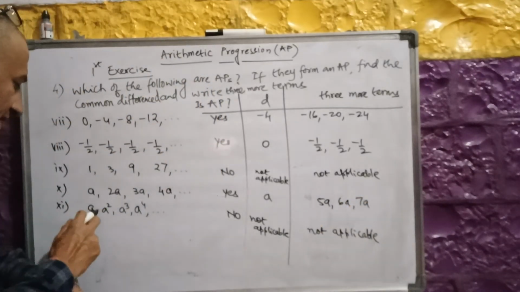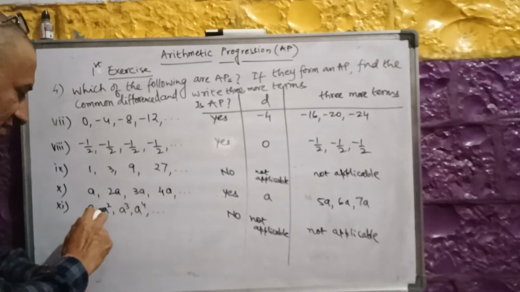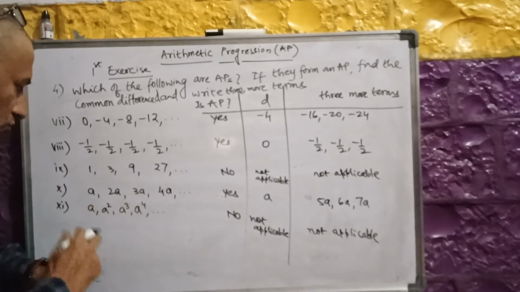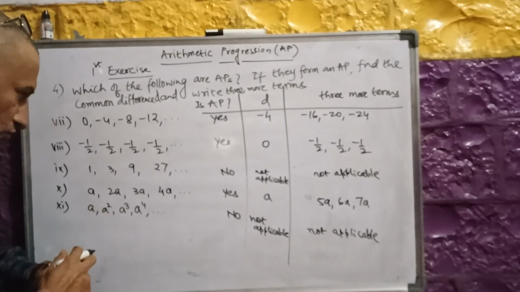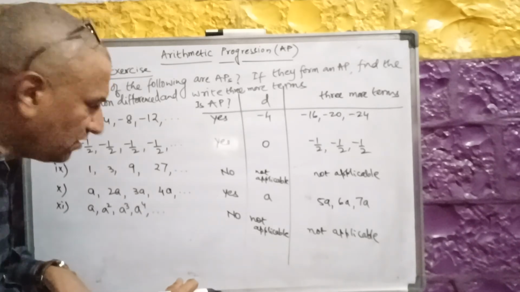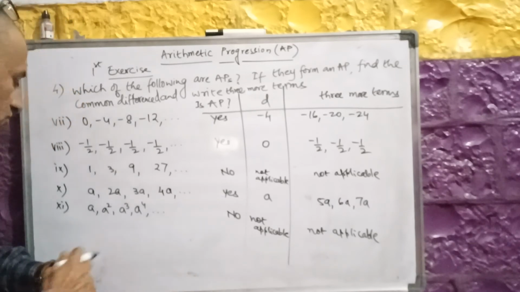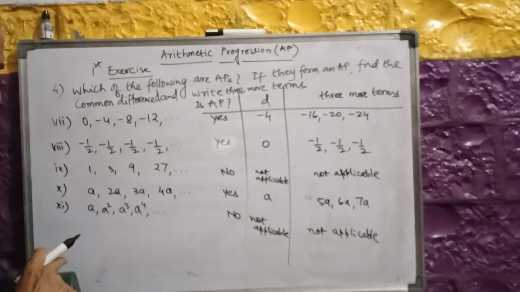In the same way, a squared, a cubed, a to the power 4. As you can see here, each term is getting multiplied by a. So a squared minus a will not be equal to a cubed minus a squared. Hence it is not an AP. So we cannot find d, and we cannot find three more terms. So these are the answers for these questions.